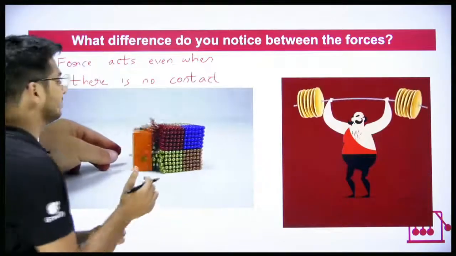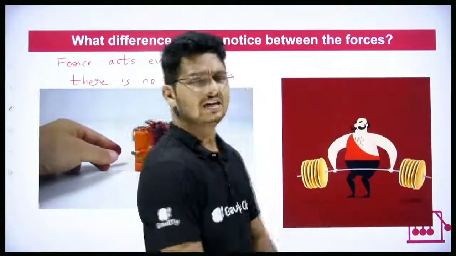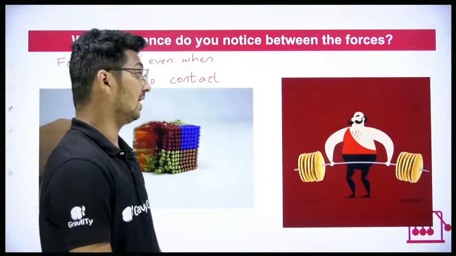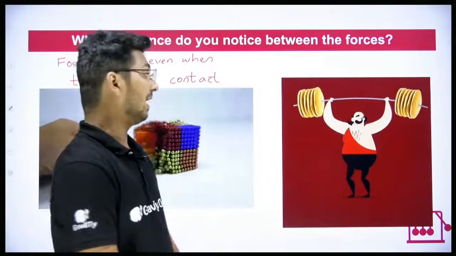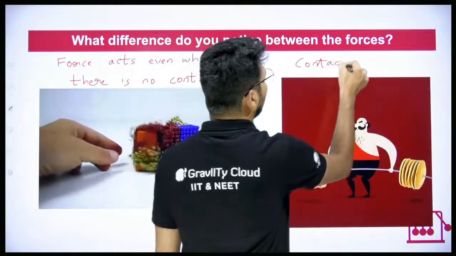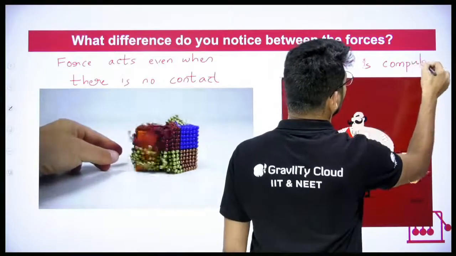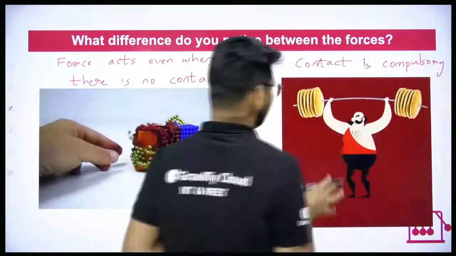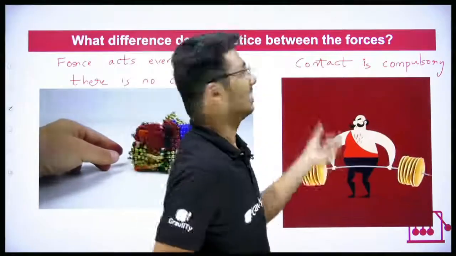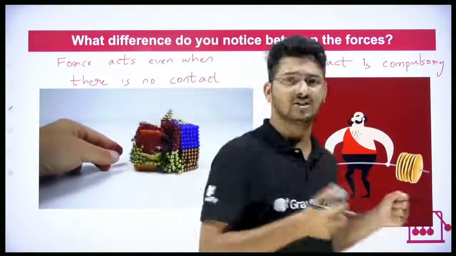Clear? Yes. But here you can see there is a person who is trying to lift a weight. To lift that weight, the person has to touch it. Contact is required. Contact is compulsory. Yes or no? So there are two different cases we can see here when force will act. In the weightlifting case, touch or contact is compulsory. The person has to touch the object, touch the weight.